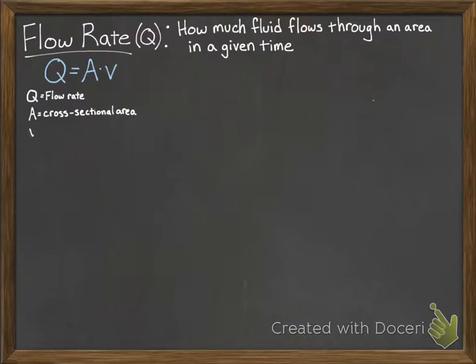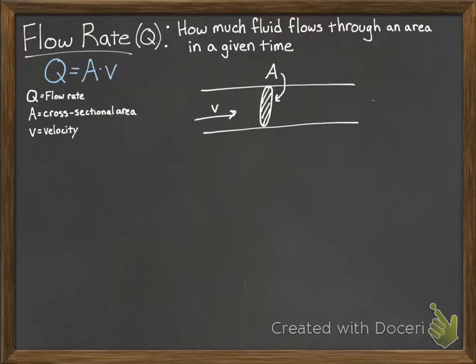certain amount of time. So our equation for that is Q is equal to A times V. So our flow rate is just equal to the cross-sectional area of that pipe times the velocity of the fluid through that pipe. So here we can see our example. Cross-sectional area, we're talking about if I cut through that pipe, what is the area that I see, the circular, usually, area of that pipe?